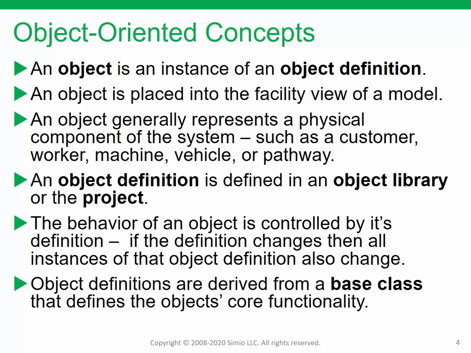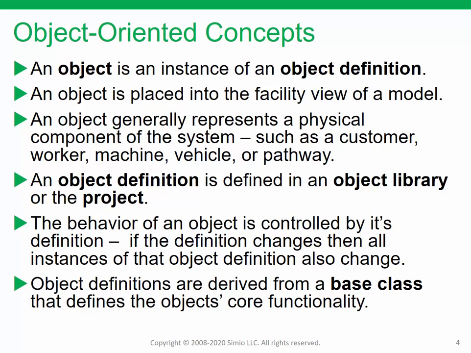And as I mentioned previously, whether we're talking about the definition, the instance, or the run space, we'll clarify in context. An object generally represents a physical component of the system, such as a customer, a worker, some type of machine, vehicle or transporter, or a pathway in which entities move. An object definition is defined in an object library or in the project.